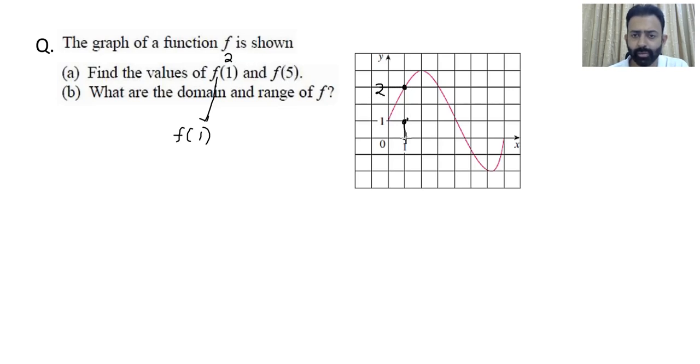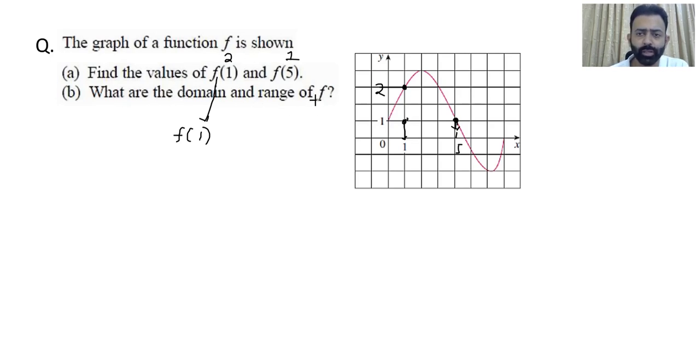And at 5, 1, 2, 3, 4, 5, this is 5. And the value of the function is slightly above the 1 point. If it is actually intersecting at this point, so we say this is 5, the value of the function f(5) is just 1. Okay, what are the domain and range of f?